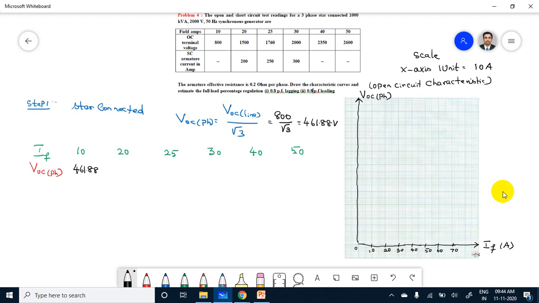Like that, please do it for 1500. Everybody, please unmute your mic and tell me one answer. For 20 ampere, 866.02. Then for 25 ampere, 1760 divided by root 3, how much it is? 1016.13 volt.